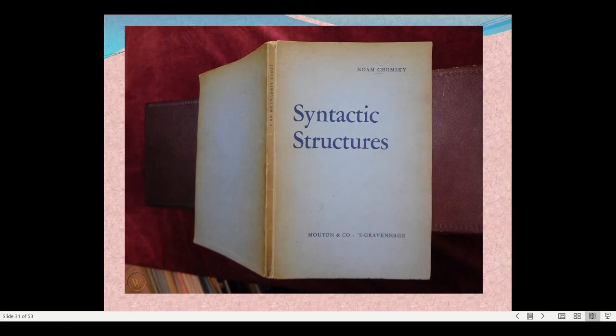Look at the landmark work of Chomsky, Syntactic Structures, which played a major role in remodeling the study of language. You can have a good look at Syntactic Structures.